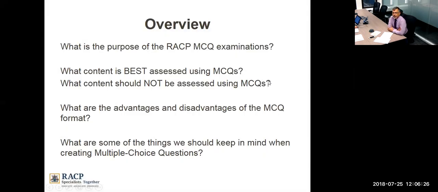So in terms of some of the big higher level things that we're going to be talking about, first of all, I want to talk about the purpose of the Royal College multiple choice exams. I want to talk about the content that's best assessed with multiple choice and what shouldn't be, the advantages and disadvantages of multiple choice, and little tips, things you should keep in mind while you're writing your multiple choice questions for the college or for any other kind of exam purpose.